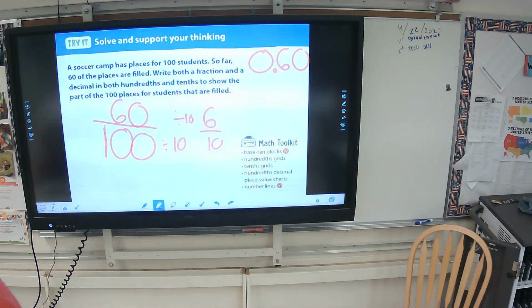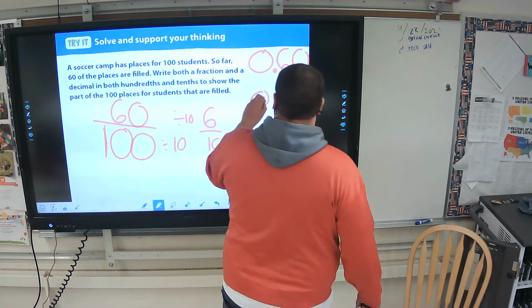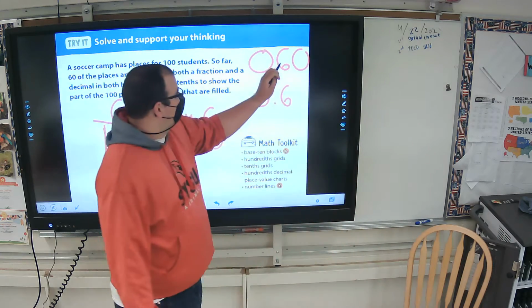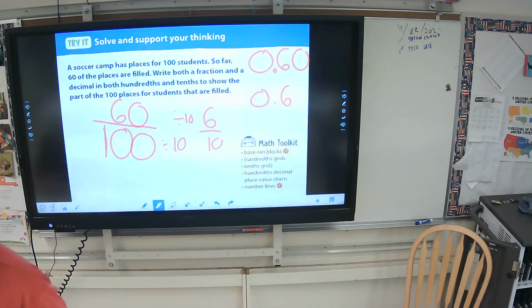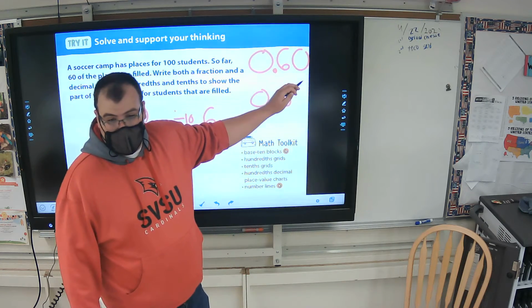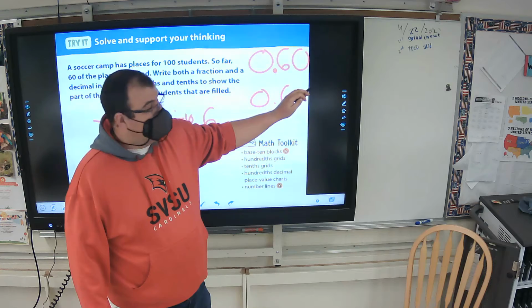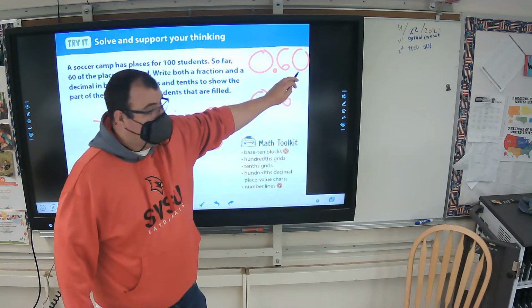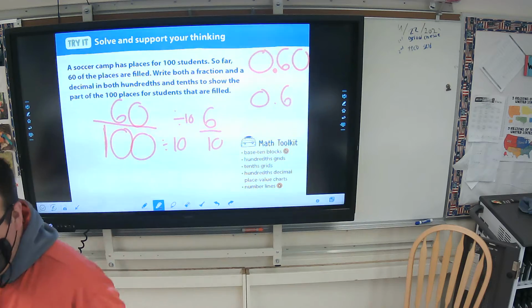6 tenths, right? What is 6 tenths as a decimal? 0 and 6 tenths, right? So is this the same as that? Yeah. 0 and 60 hundredths is the same thing as 0 and 6 tenths. So what does that say about this 0 at the end right here? Does it matter? If this is the same as this, does that 0 matter? No, it doesn't.